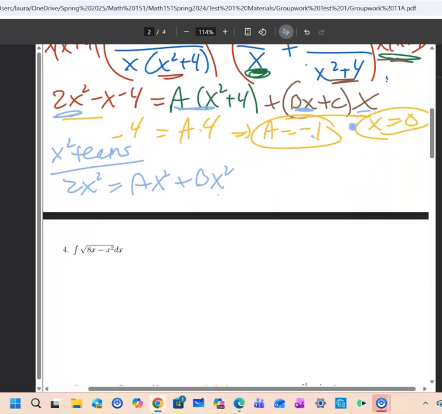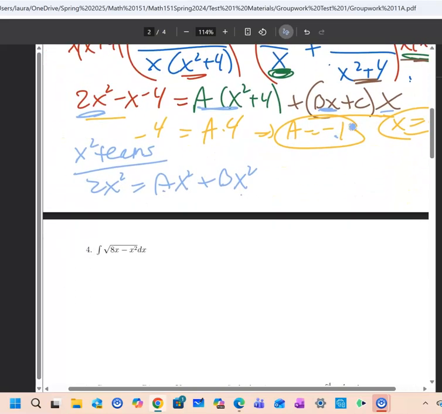Well, wait a second. I know that a is -1. So that gives me 2 equals -1 plus a b. Because I don't need to carry the x squareds. I'm looking at just the coefficients. The numbers in front of the x squareds have to add up. So this gives me b equals 3.